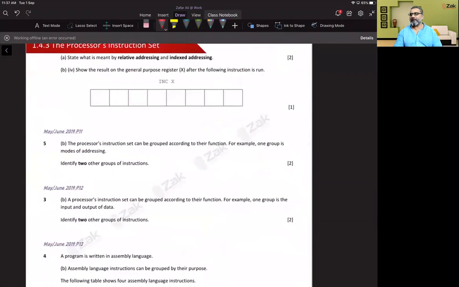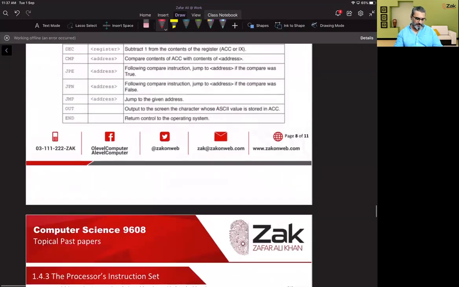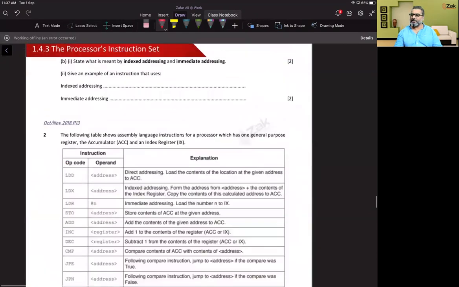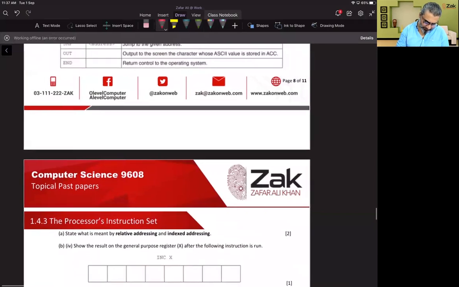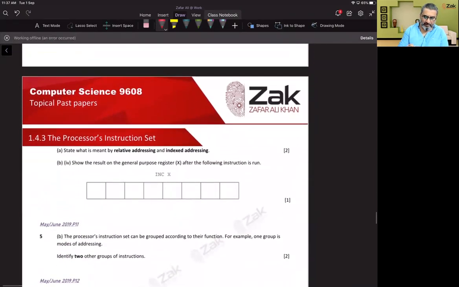State what is meant by relative addressing. This is October-November 2018 P13. Relative addressing is where the operand is the offset to move from the current instruction's address to that particular location to fetch the data. So the offset is added to the base address, to the given address. In index addressing, the operand will be added to the content of the index register, which is the offset, and the final address is obtained to get the data.